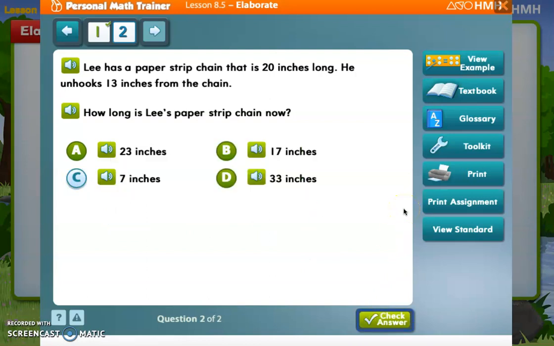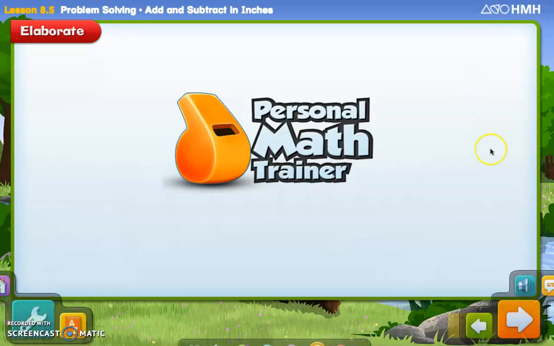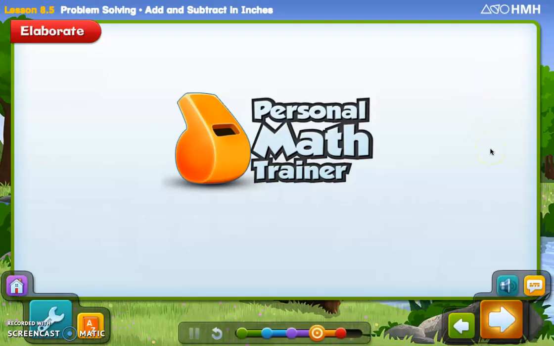Fantastic! Okay? So again, using a number line is helpful. If you also know how to write it in a number sentence, that could also be helpful. So use the information to make a number sentence and then just either subtract or add based on what it's telling you to do. Okay? Now try your homework on your own with the personal math trainer.